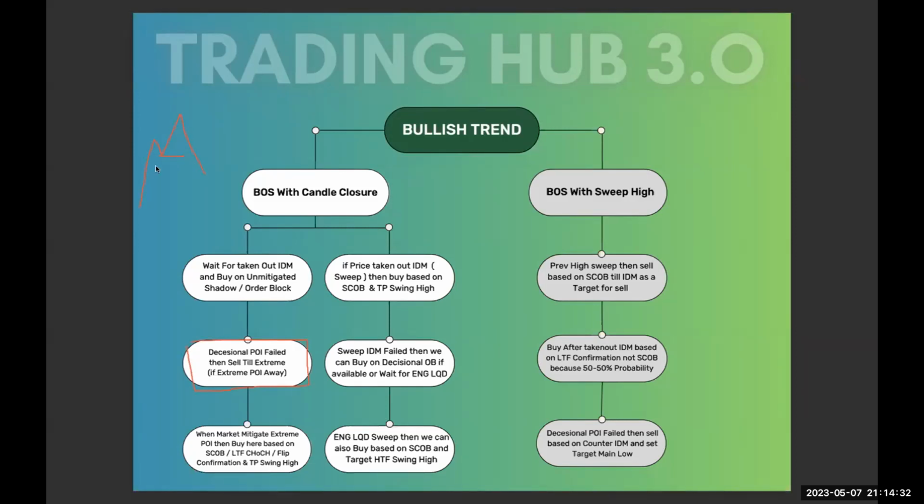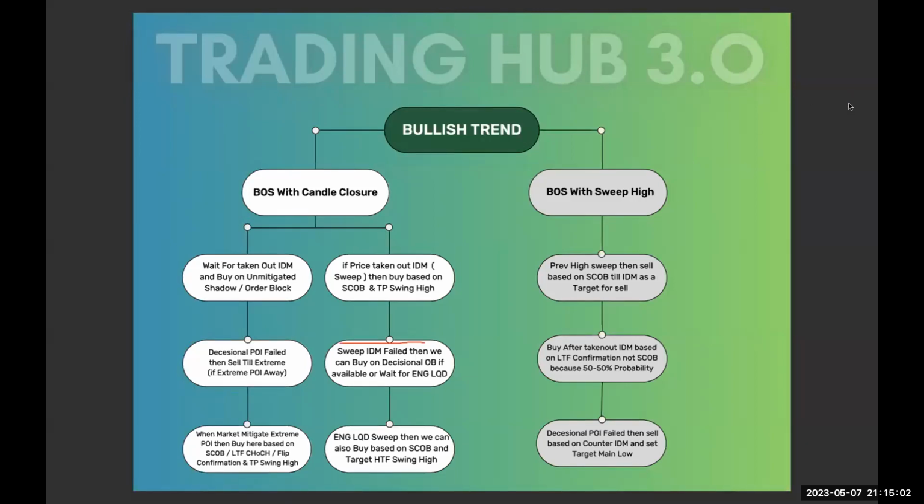This is your demand zone, it gives a reaction and fails. Then you can sell here after taking out this high based on CHoCH and flip, mitigate your extreme PoI and then buy, which I recently covered in previous diagrams also, showing how you can deal in this situation. Simple. And next one is, if the inducement sweep failed, then where can you buy.